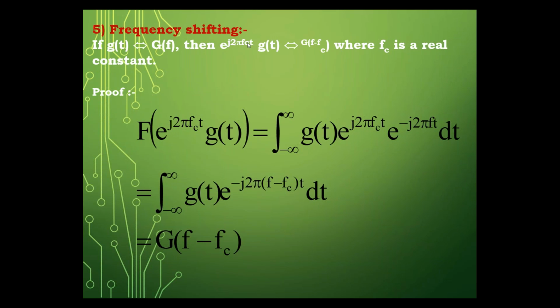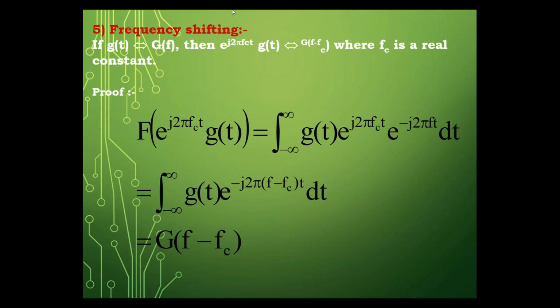So the Fourier transform of e power j2 pi fct into g of t is G of f minus fc, where fc is a real constant. Now please try to understand. You may ask a doubt here: sir, why are we studying this frequency shift also?